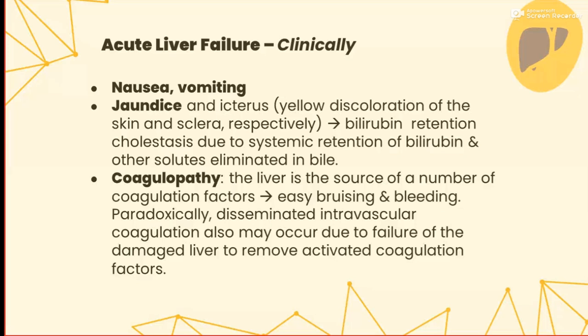So paradoxically, the patient may develop disseminated intravascular coagulation, where we have widespread coagulation and bleeding over the whole area of the liver. Why? Because the damaged liver is not working either to produce coagulation factors or to remove the activated coagulation factors that are cleared from the systemic circulation.